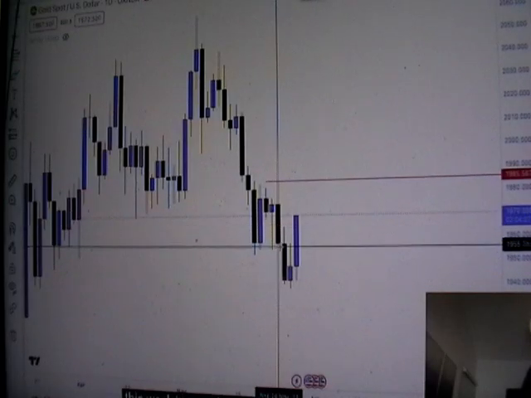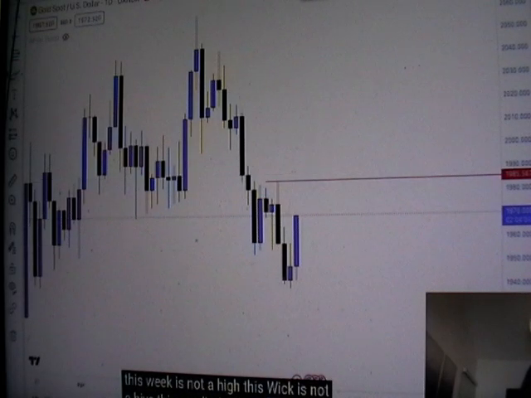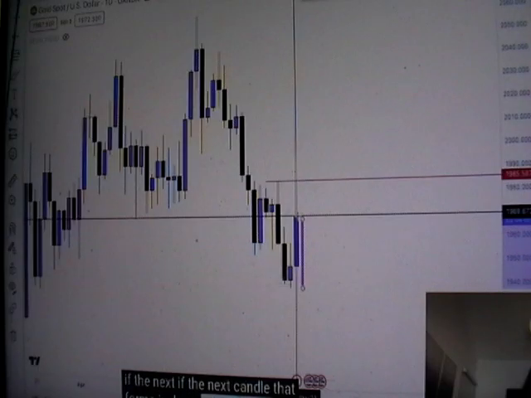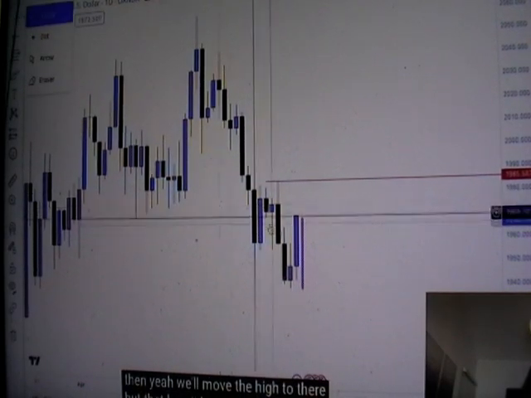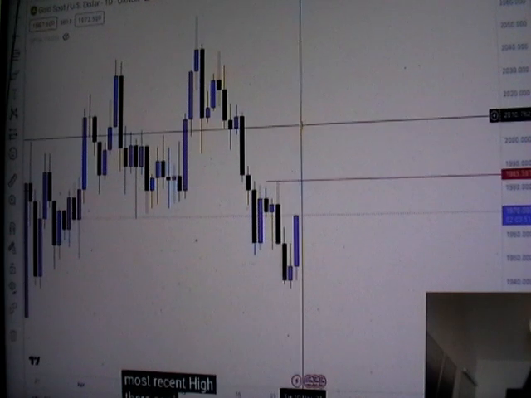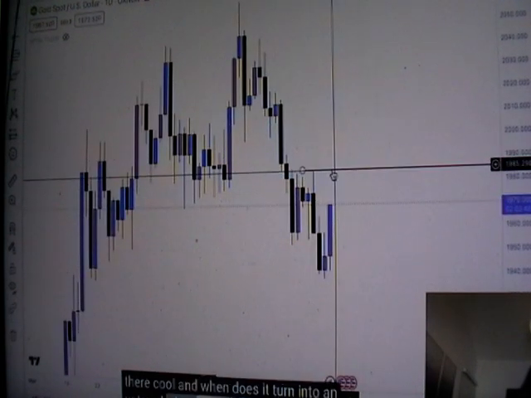This wick is not a high. This wick is not a high. This candle forming is not a high. If the next candle that forms is down though, then yeah, we'll move the high to there. But that hasn't happened. So where's the most recent high? Right there. Cool. And when does it turn into an uptrend? When we get a candle closure above there.